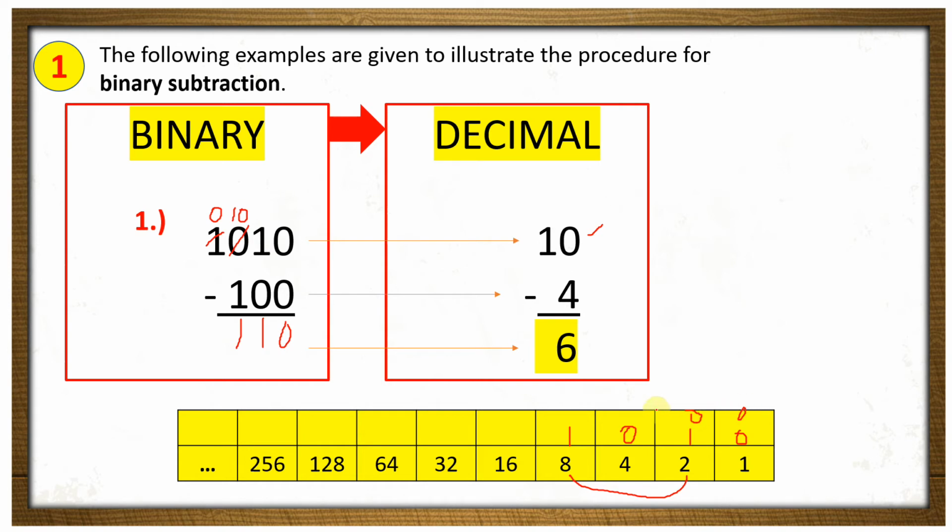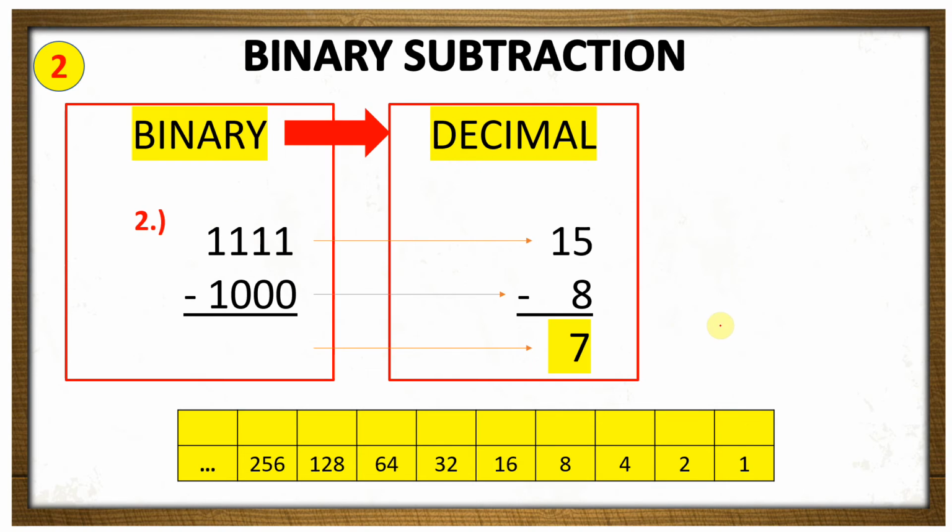Next, 0 0 1 0 is equivalent to 4 because you count only the on digit. So 10 minus 4 is equal to 6. Let us proceed to the next sample.